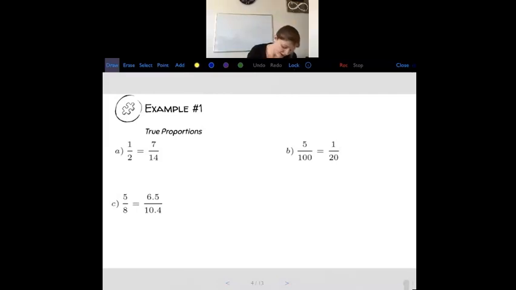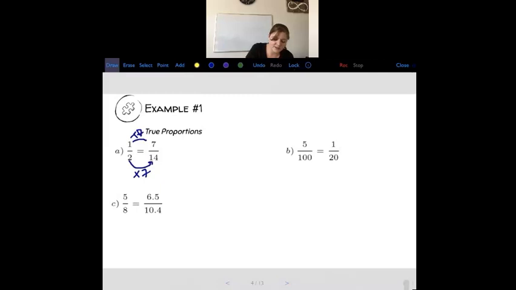But take a look. To get from 1 to 7, you multiply by 7. To get from 2 to 14, you also multiply by 7. So if you're multiplying or dividing by the same number for the numerator and denominator of one fraction to get to the other, it's a true proportion. The next one I'll show you dividing so this doesn't get too messy.